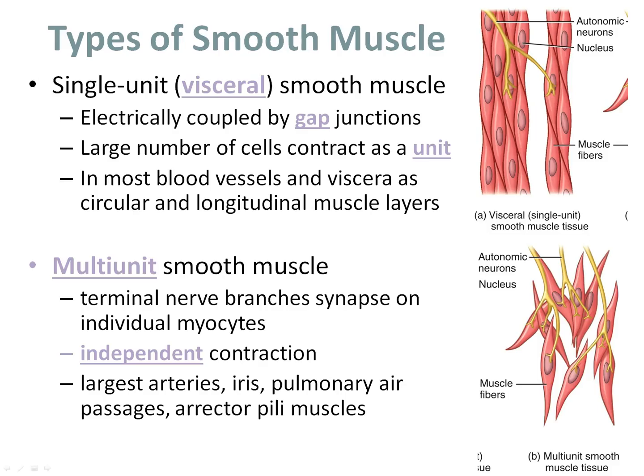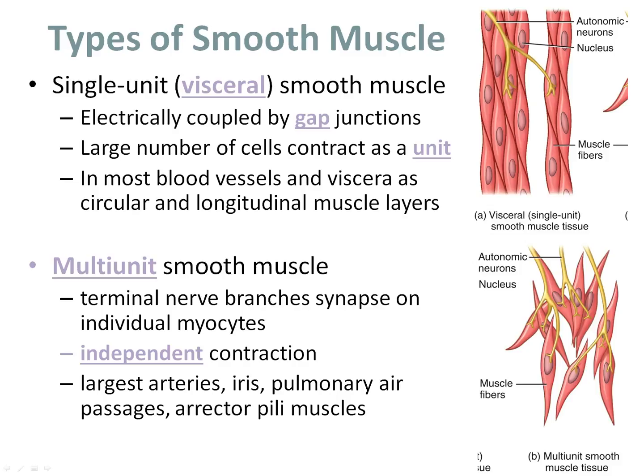There are two types of smooth muscle. We have single unit or visceral smooth muscle, where all of the smooth muscle cells are connected together. So we have more than one muscle cell, but they function as a single unit. They are electrically coupled by gap junctions, just like the cardiac muscle cells are. This allows the electrical signal to move from one muscle cell to another muscle cell, so that all of them contract together as a unit.